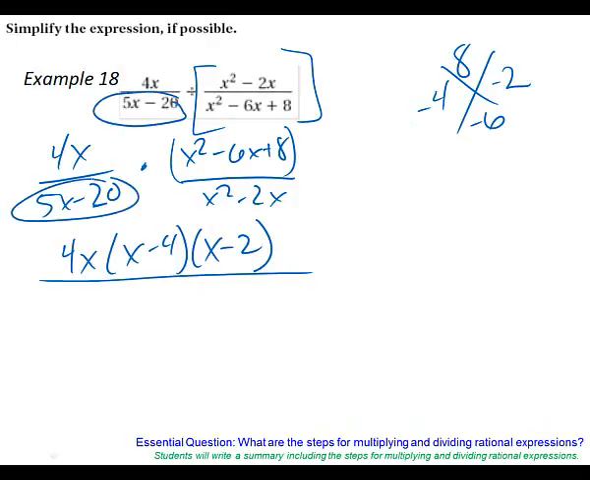All right, John, what are we going to do on this piece right here? What do you need to take out first? What's your greatest common factor in there? 5. Good. All right, so what's left behind, everybody? X minus 4. Good.